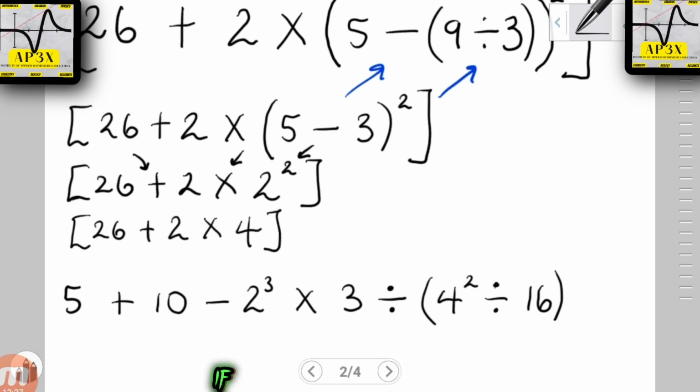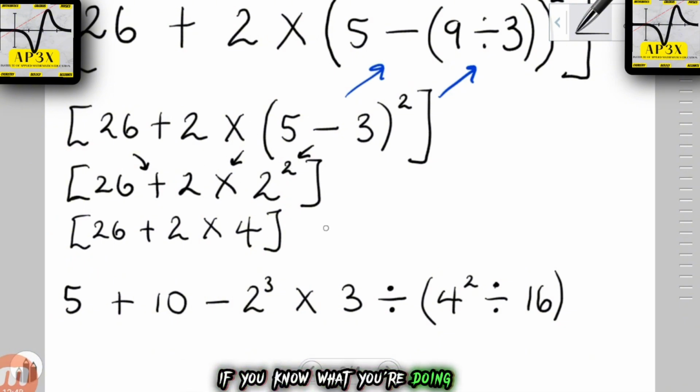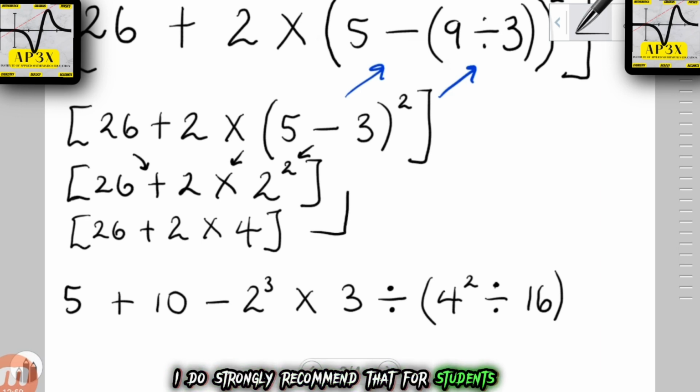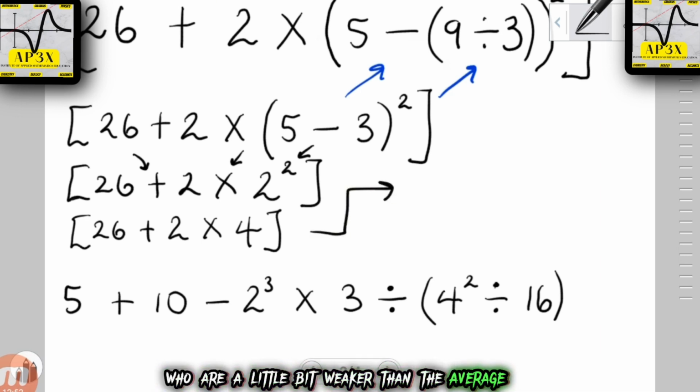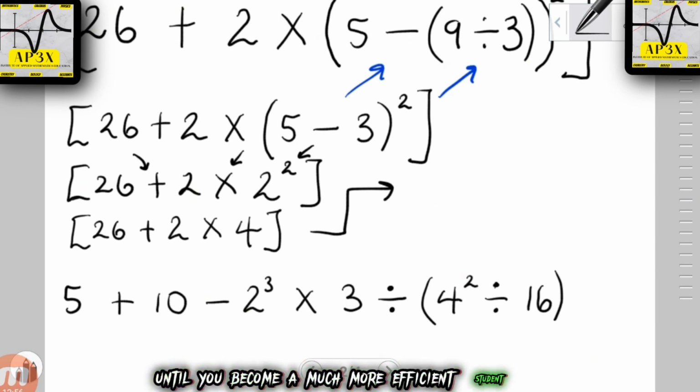Now students, if you are an advanced student, meaning that you're at a higher level but you're just looking for some review, of course you can do more than one operation at the same time if you know what you're doing. I do strongly recommend that for students who are a little bit weaker than the average, you take it one step at a time until you become a much more efficient student.